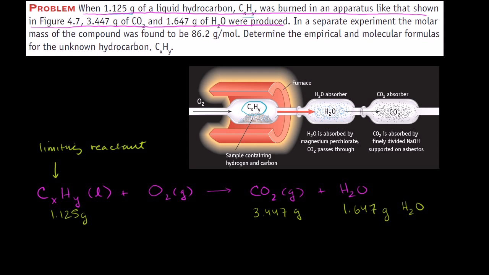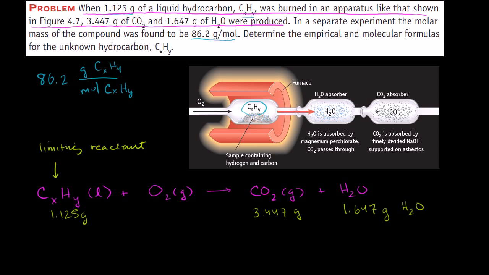Now, to solve this, let me finish reading the problem. They tell us that in a separate experiment, the molar mass of the compound was found to be 86.2 grams per mole. So I'll write that down here. CxHy molar mass is equal to, let me write it this way instead, to go with the convention that I've been doing, 86.2 grams of our mystery substance, CxHy, per mole of our mystery substance, CxHy.